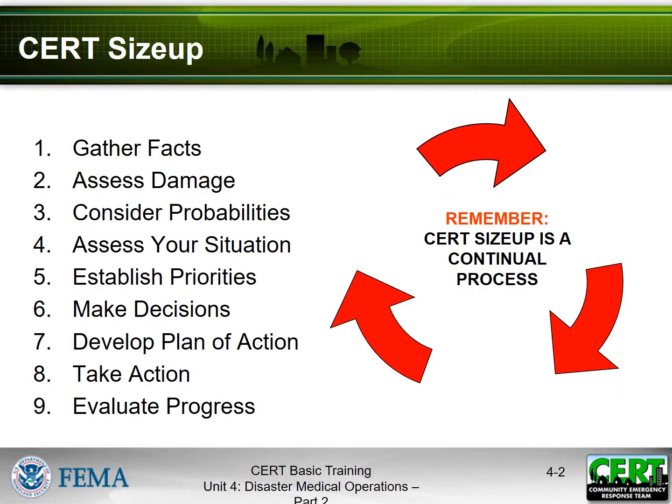Let's do the CERT size-up. Always remember that the CERT size-up is a continual process. Number 1, gather facts. Number 2, assess damages. Number 3, consider possibilities. 4, assess your situation. 5, establish priorities. 6, make decisions. 7, develop a plan of action. Your plan of action comes from all of the previous steps. Number 8, take an action from your plan of action. Do the action, and then number 9 comes in: evaluate the process. This continually goes on until the situation that you've been called to has been taken care of.